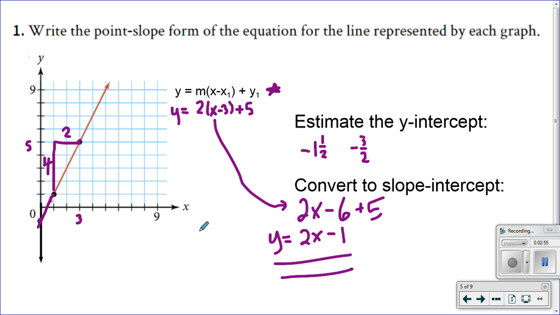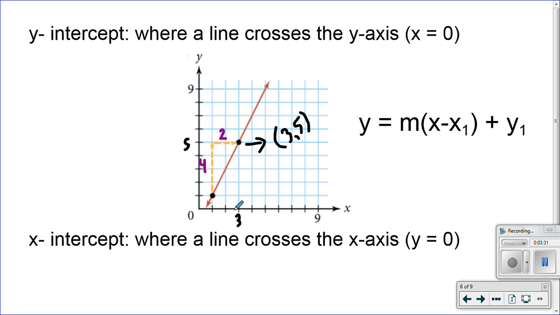Now I want you to remember that at this y-intercept right here, what is the value of x? In other words, what's the ordered pair here? X would be 0 and y would be negative 1. So my ordered pair is 0, negative 1. I want you to remember that at the y-intercept, x equals 0. Again, really important, at the y-intercept, x equals 0. So we're going to use that information here.